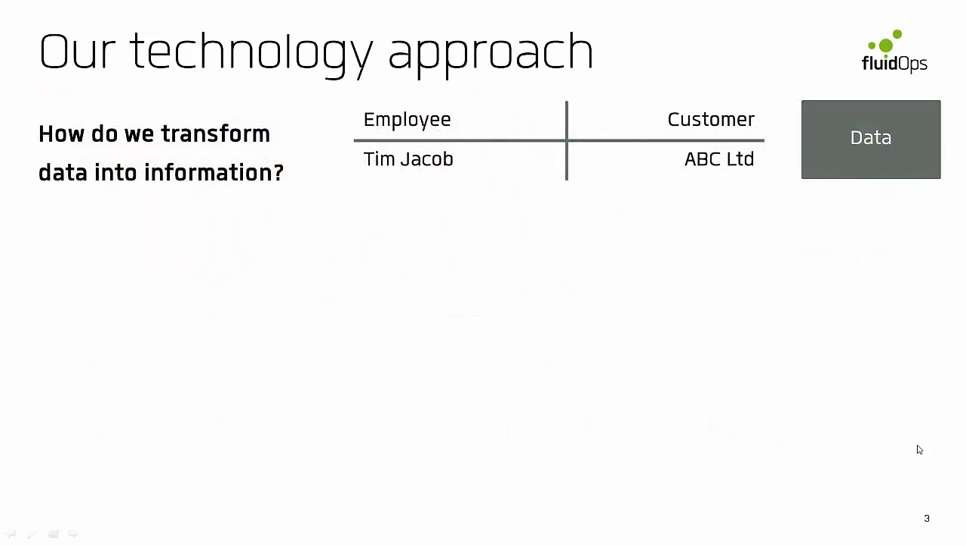So first of all, let's have a look at the classical way of storing information, which is a relational table layout. In this case, we have an employee to customer relationship and the instance data showing that Tim Jacob has something to do with ABC Limited. Tim Jacob is the employee and ABC Limited is the customer, and there's a logical context between the two of them.